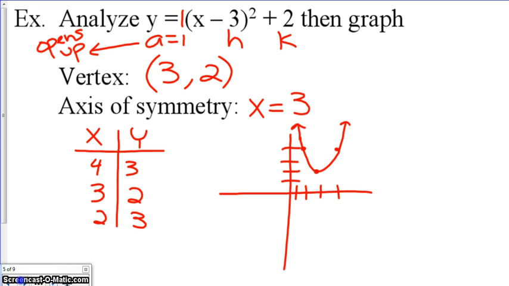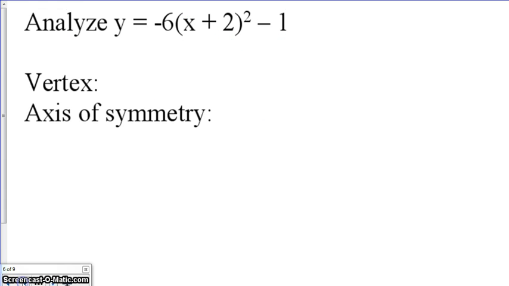Okay, and that's what our graph should look like. If we look at the next example, very similar again. This time, our vertex is going to be at -2. Remember, you take the opposite of what's inside the parentheses, and then your k value is going to be -1. Axis of symmetry, x equals -2.